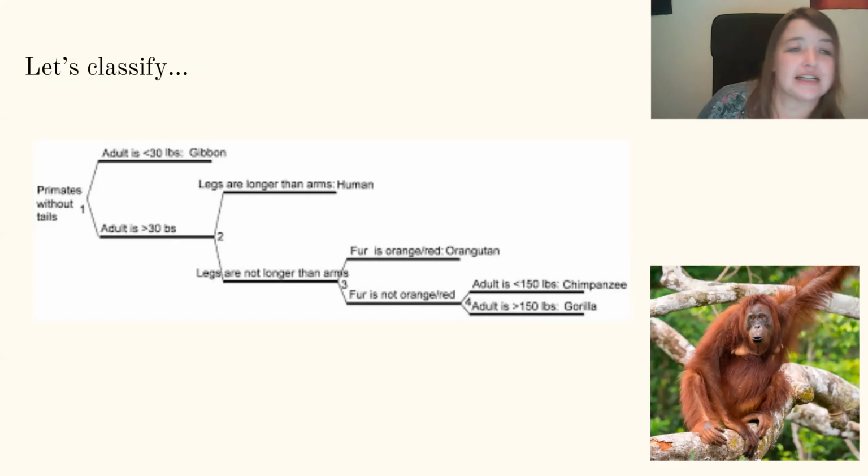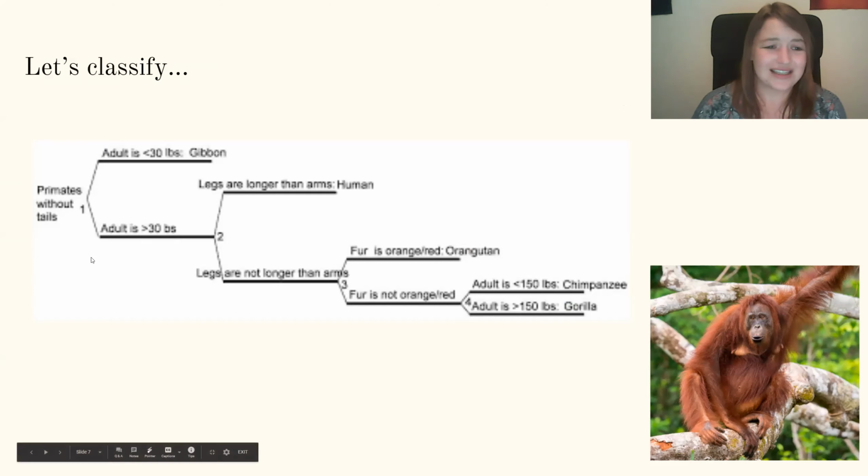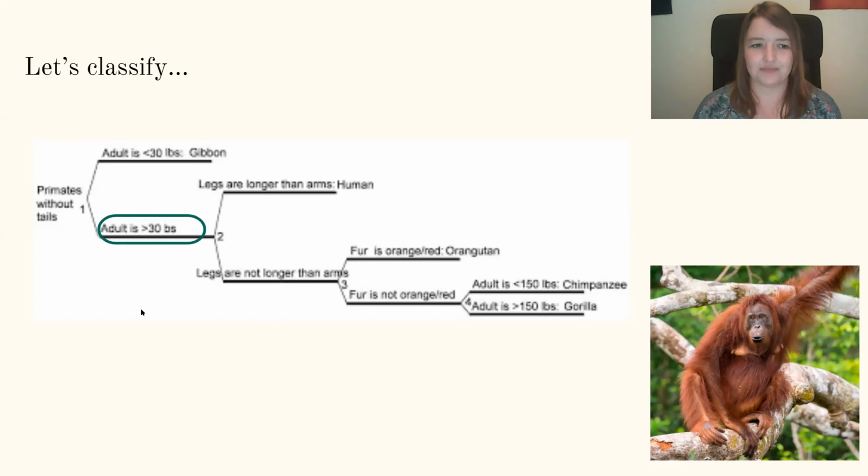And we can use this classification key to work out which primate we are talking about when we're looking at this orange-haired mammal. So primates without tails. Definitely this mammal does not have a tail. And the adult is definitely heavier than I am, and I am definitely heavier than 30 pounds. So we are talking about this area here. Is definitely not a given.